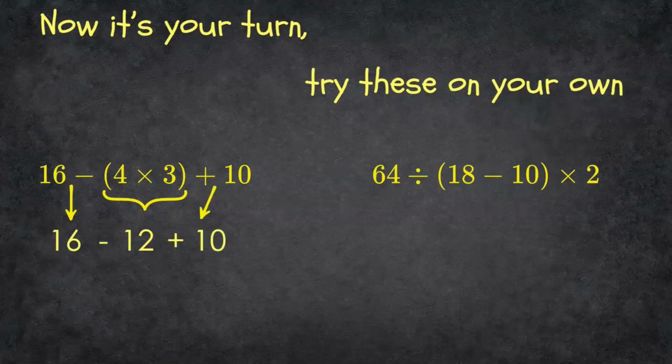Since addition and subtraction are equal operations, we just work left to right. So I'm going to be doing 16 minus 12 first. That's going to give me a total of 4. And then we drop down the plus 10. And then my last step is going to be 4 plus 10. That's going to give me a total of 14.